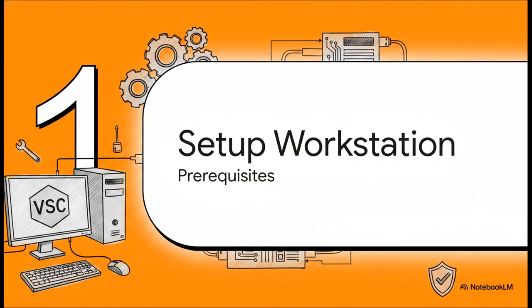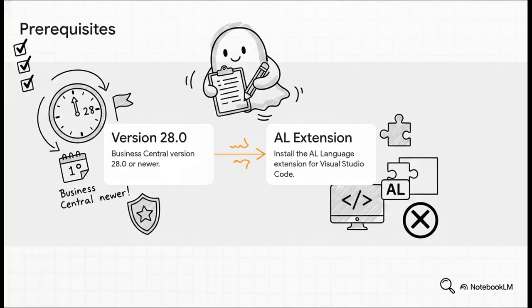Let's start with Section 1, setting up your workstation. Think of me hovering over your desk right now, just making sure we check off this mandatory workstation checklist. To run tests from Visual Studio Code, there are 2 strict prerequisites you absolutely must have in place. First, you need to ensure your Business Central is on version 28.0 or newer. That's the 2026 Release Wave 1. And second, you have to have the AL language extension for Visual Studio Code installed. Without these 2 pieces in place, the built-in testing features simply will not activate. So please, double-check those versions before you write a single line of AL code.